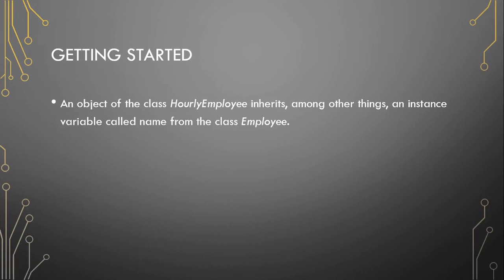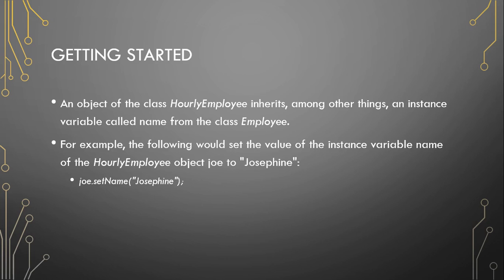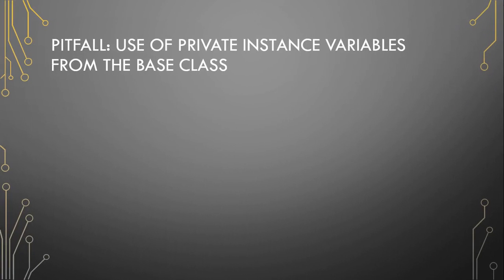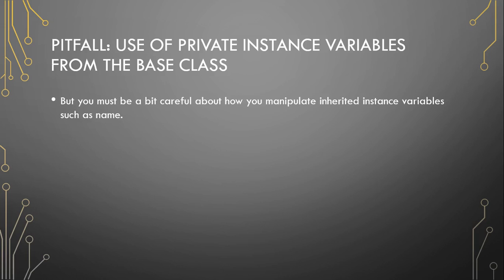So getting started, an object of the class HourlyEmployee inherits, among other things, an instance variable called name from the class Employee. For example, the following would set the value of the instance variable name of the HourlyEmployee object Joe to Josephine: Joe.setName("Josephine"). All right, so our pitfall is the use of private instance variables from the base class. So we need to be a bit careful about how we manipulate inherited instance variables such as name.